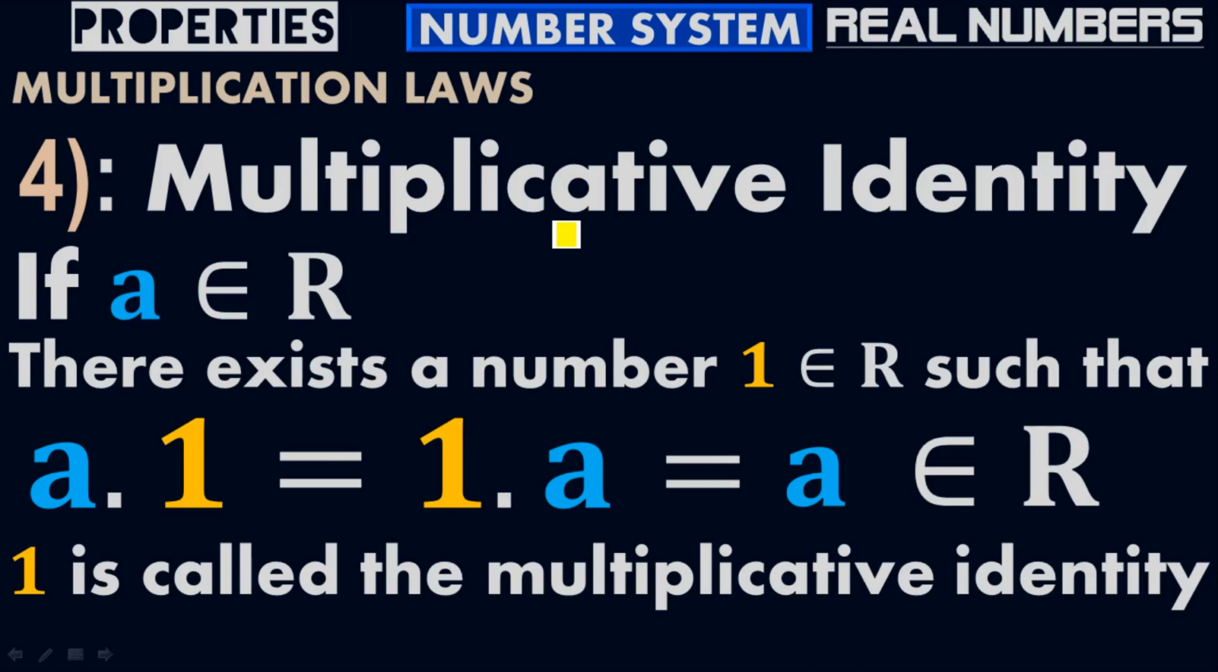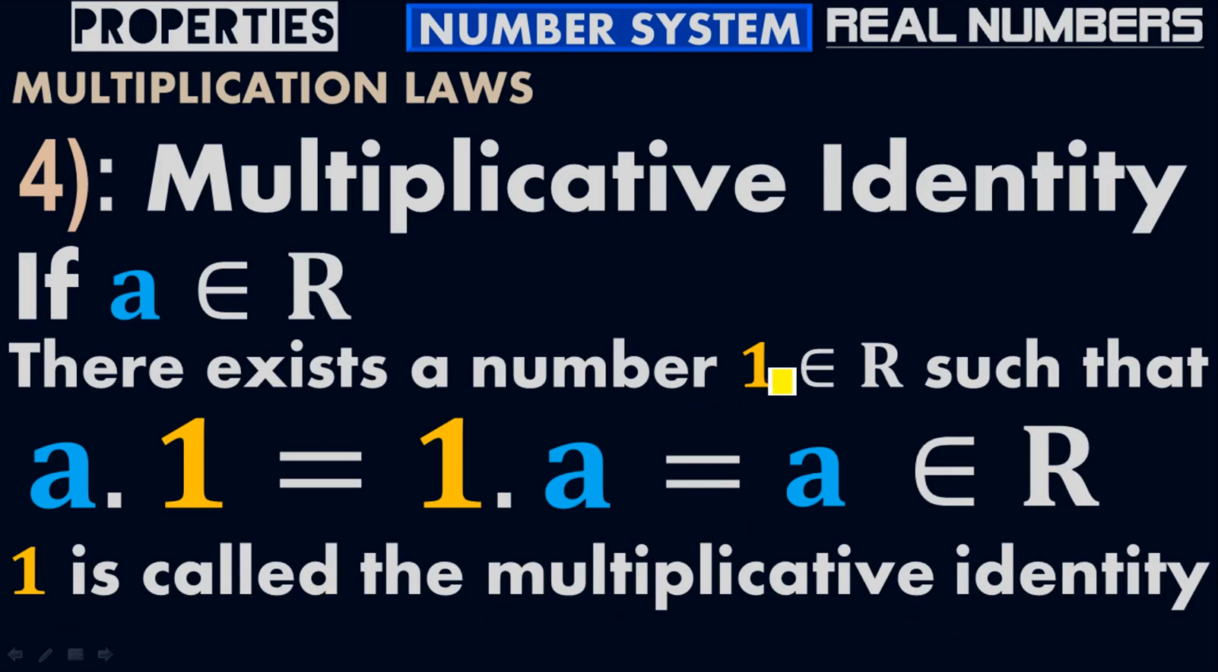In the multiplicative identity we need a number which is also a real number, but in such a form that when you take its product on either side, it won't affect a. Like a times 1 equals 1 times a. A times 1 is a, 1 times a is a, it equals a. What is a? A belongs to the real numbers. So this one is called the multiplicative identity.